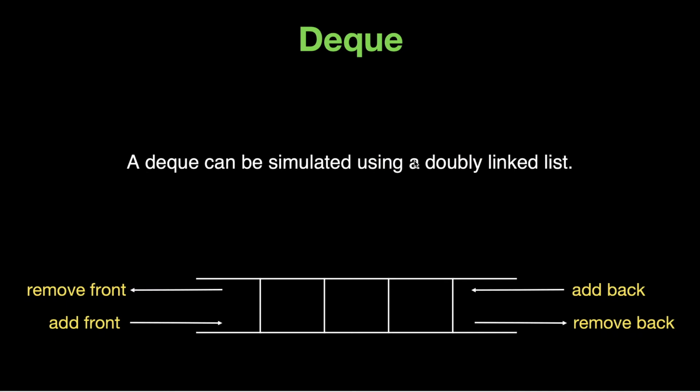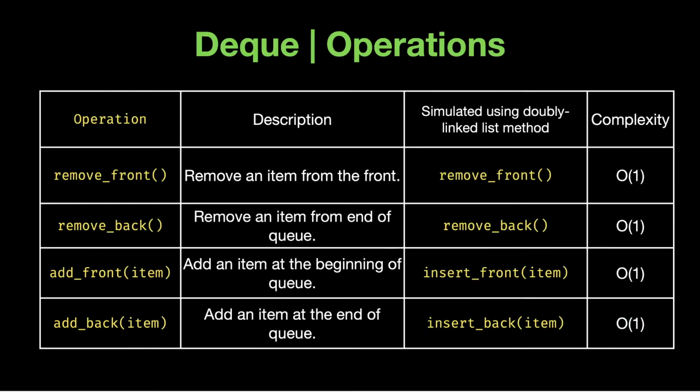And this can be simulated easily by using a doubly linked list, because we have already seen that a doubly linked list also has remove front, remove back, insert front, insert back, right? So this can be simulated using a doubly linked list. If we simulate the deque using a doubly linked list, then remove front will be similar to remove front of the doubly linked list. Remove back of deque will be similar to remove back of doubly linked list. Add front of deque will be similar to insert front of the doubly linked list, and add back of the deque will be similar to insert back of the doubly linked list. All of these complexities are O(1). That is quite awesome.